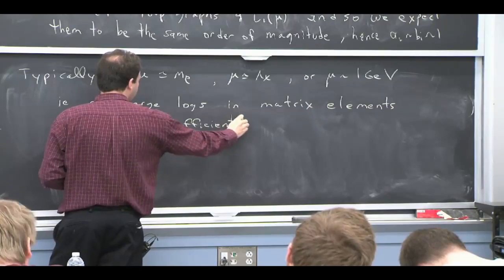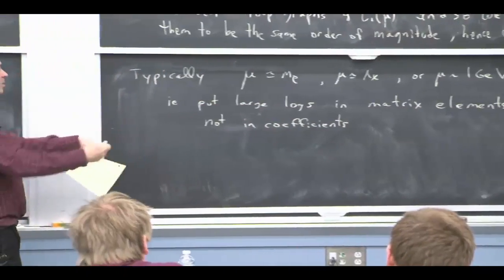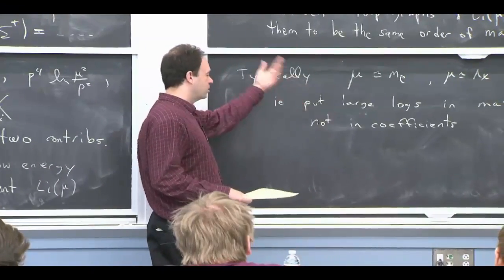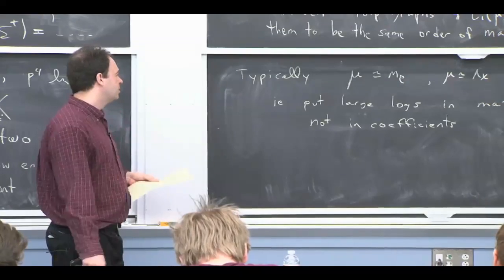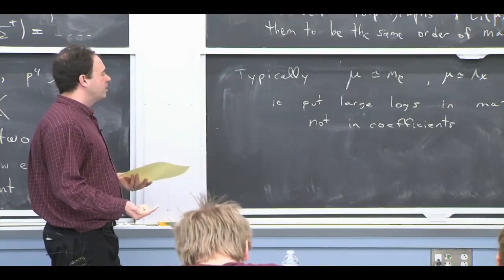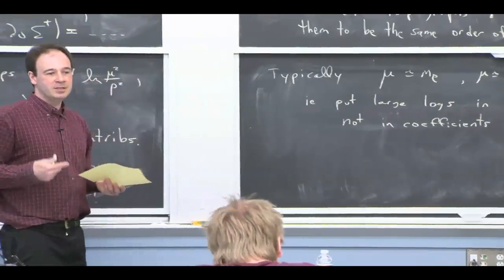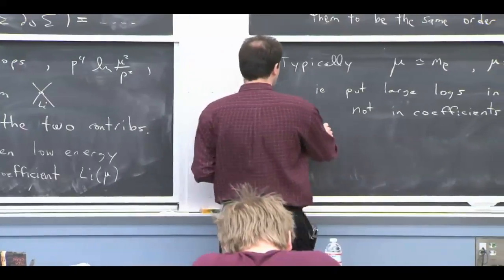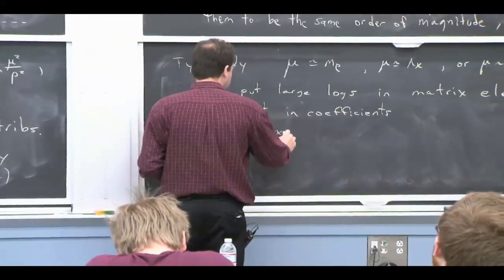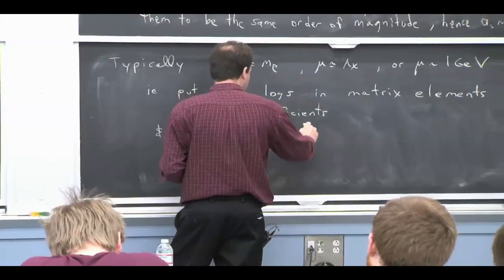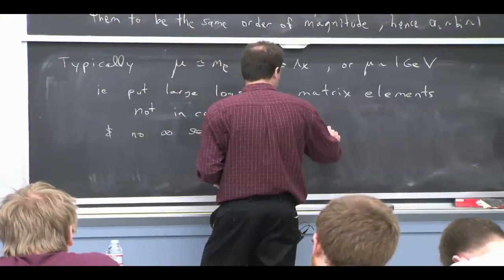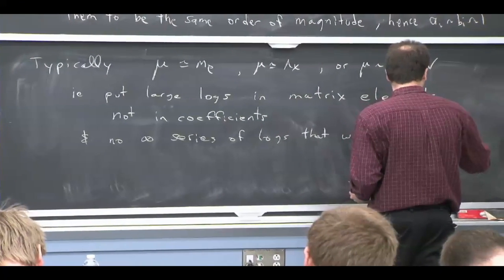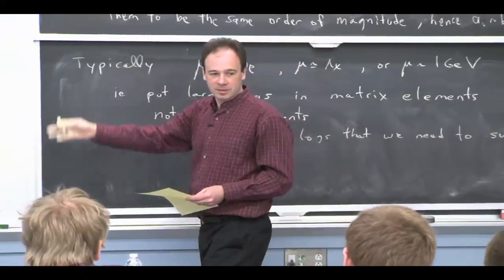So that's different than our story in gauge theory, where we would resum all the large logarithms into coefficients, and then our matrix elements would also have no large logarithms. Here we're just saying, let's allow for large logs in the matrix elements. But the story is also different from gauge theory in another way, which is that there's not an infinite series of large logarithms that you need to resum. And that's related to the fact that the kinetic term didn't get renormalized.